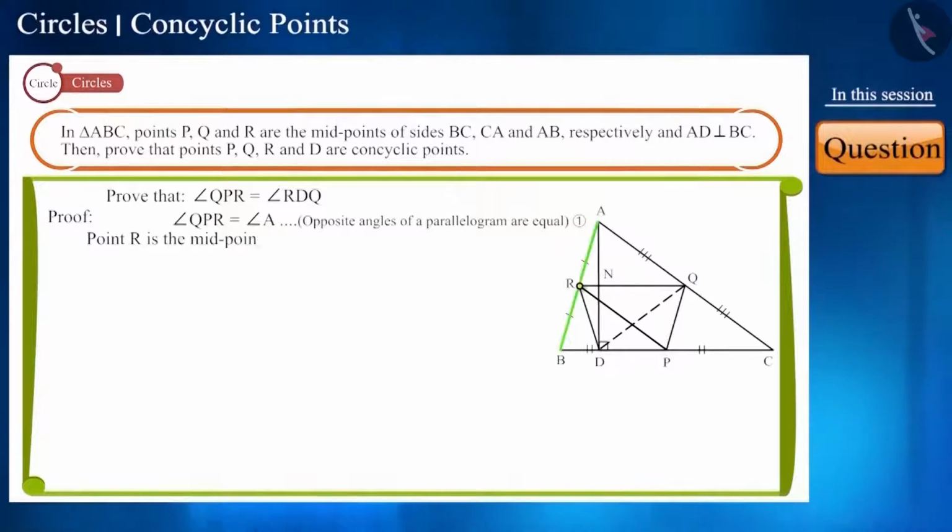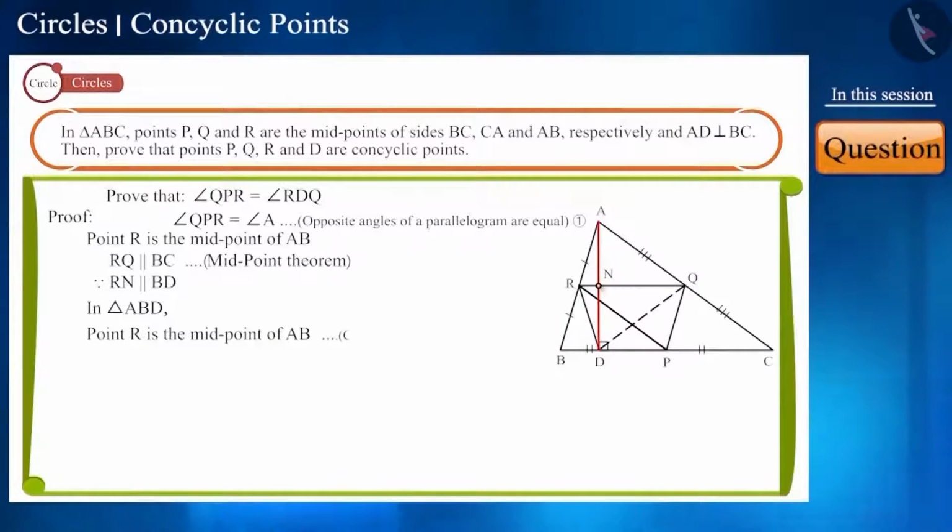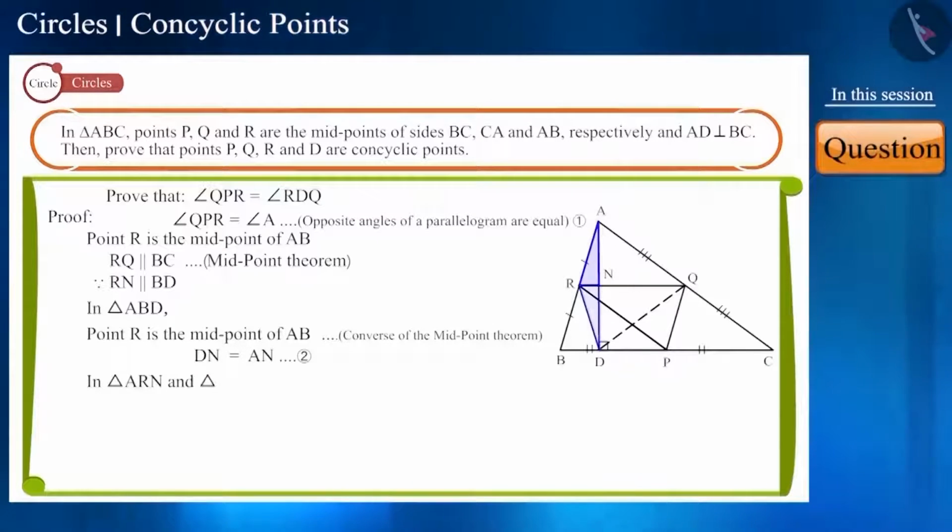Point R is the midpoint of side AB and RQ is parallel to BC. So, RN will also be parallel to BD. In triangle ABD, if we use the converse of the midpoint theorem, then we can say that point N will be the midpoint of side AD, that is, DN and AN will be equal. Friends, look at triangles ARN and DRN.